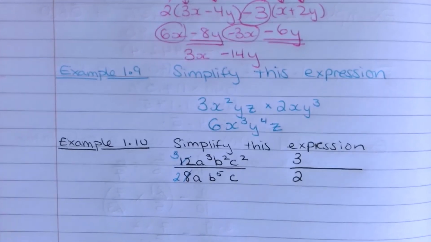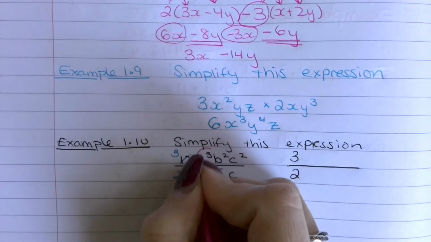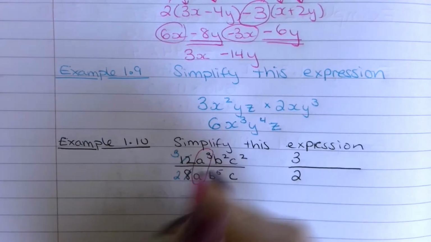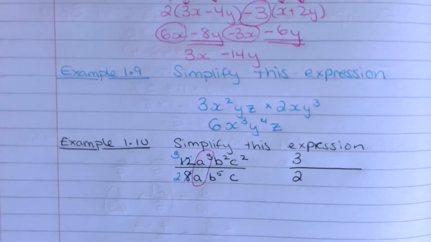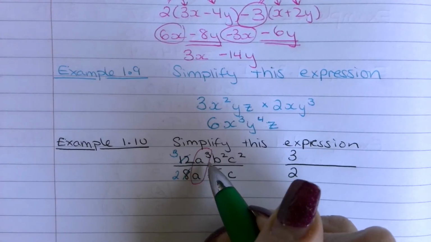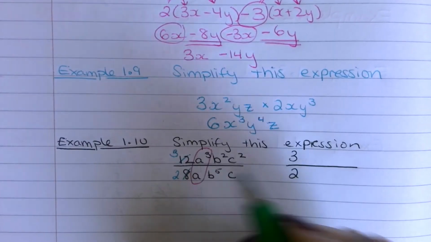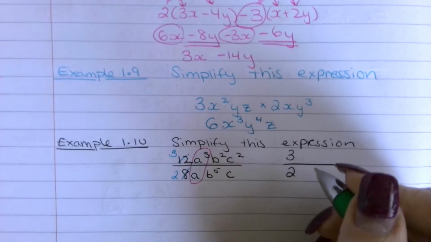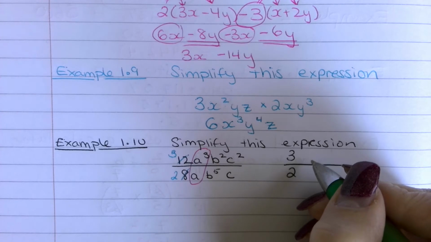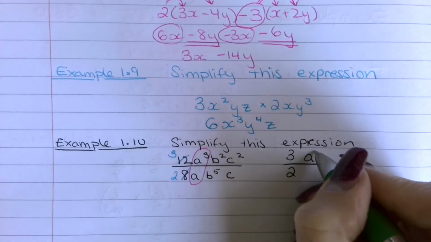I next deal with the a's. And as this is division, that means I'm going to subtract the powers. So a cubed minus a to the power of 1. Well, divide by a to the power 1 means I subtract their powers. So I have an a squared.